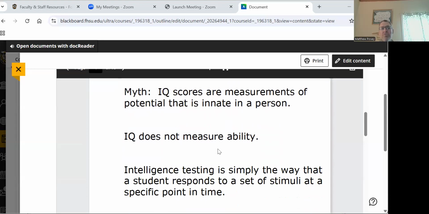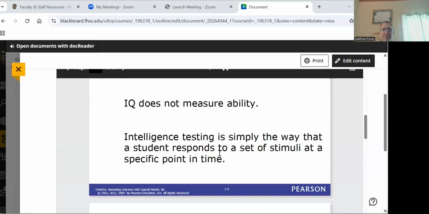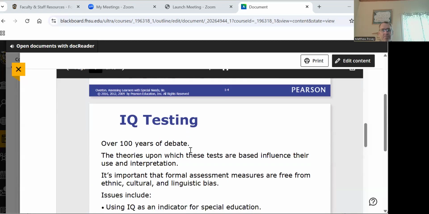Common myth: IQ scores are measurements of potential that is innate in a person. IQ does not measure ability. Another myth: intelligence testing is simply the way that a student responds to a set of stimuli at a specific point in time. Okay, so we've all heard that.